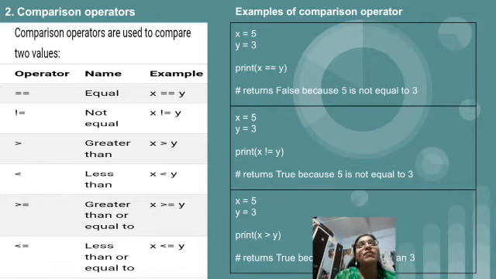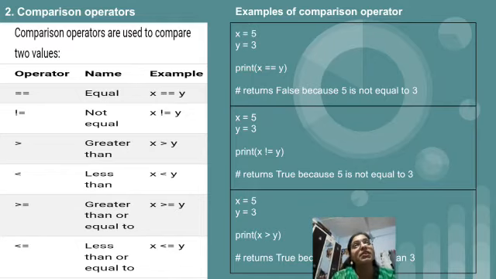x equal to 5 and y equal to 3. Now we print x equal to y. Is 5 equal to 3? No. So it will return false as the answer. The answer we get for comparison operators will be in the form of the Boolean data type, that is either true or false, as the answer written by all the programs. Next is the example of the not equal to operator.